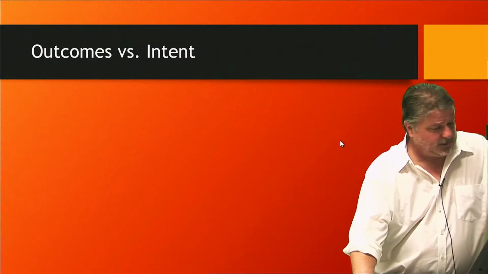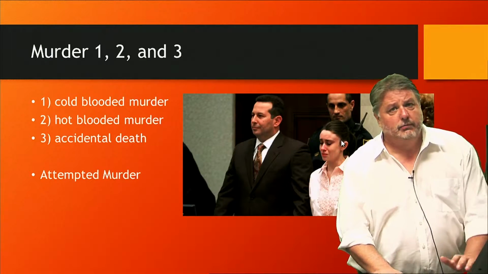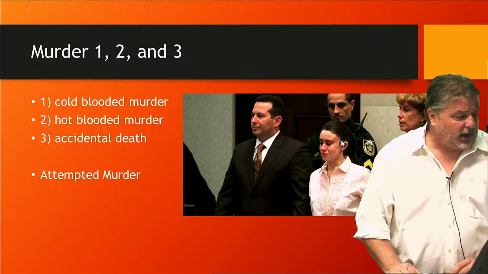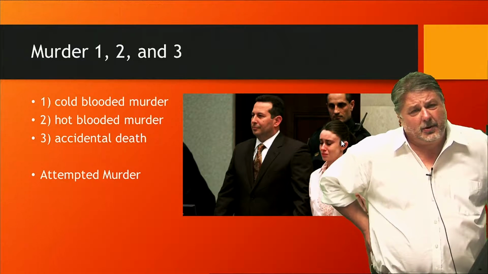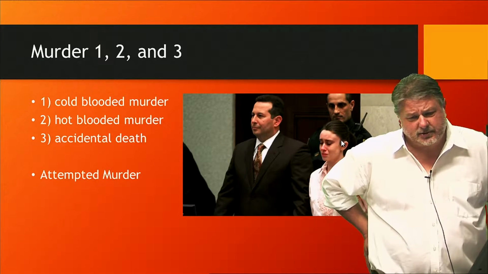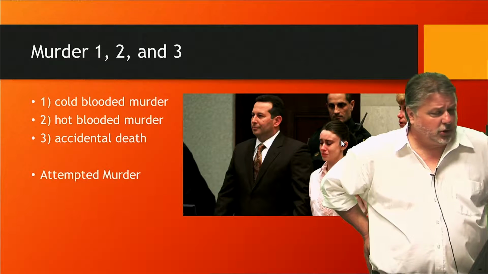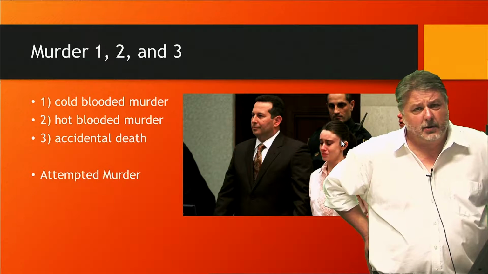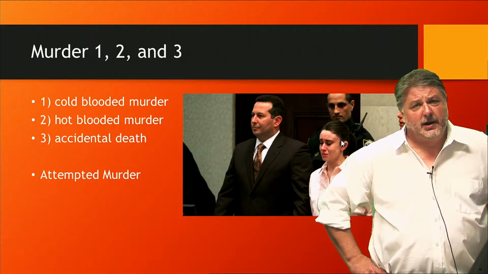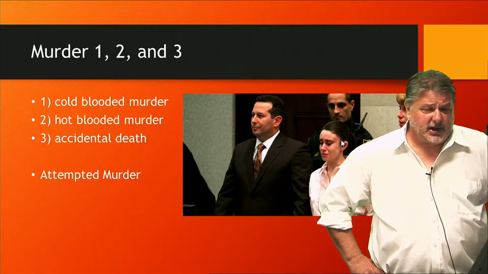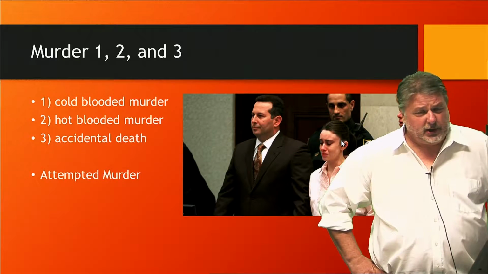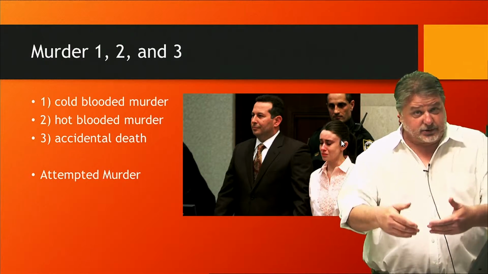Another way of thinking about this is what's called murder 1, 2, and 3. We have the first kind of murder, called murder 1 in the statutes, cold-blooded murder. This is premeditated murder. You sit around thinking of a way to hurt somebody, and you get a chance to do it, and then you take that chance. So this is really a full-blooded intent to kill somebody in cold blood.